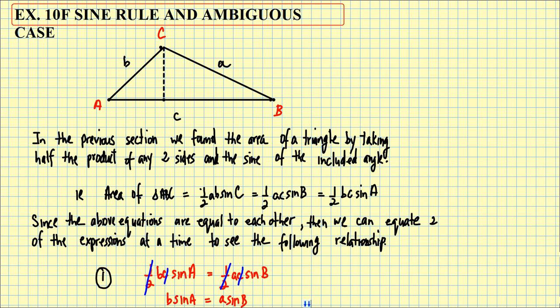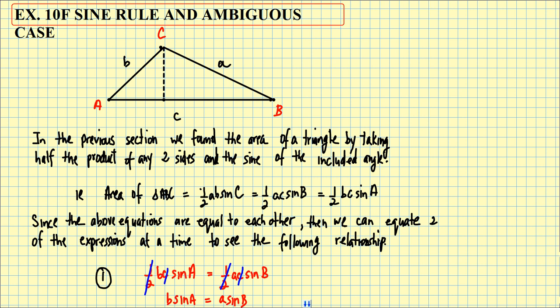Hi everyone. In the last section we took a look at finding the area using sine, and in this next section what we're going to be looking at is finding the lengths of sides and the measures of angles that are found in non-90 degree triangles, and we're going to be using what we call the sine rule.